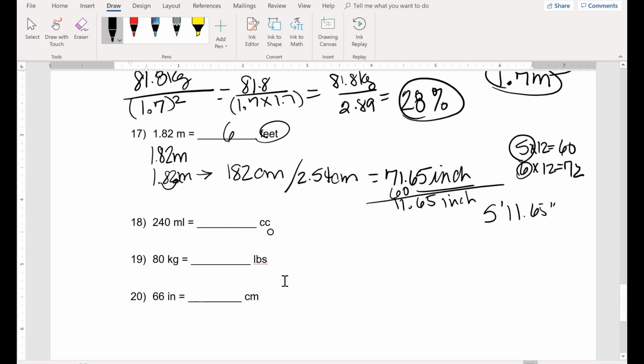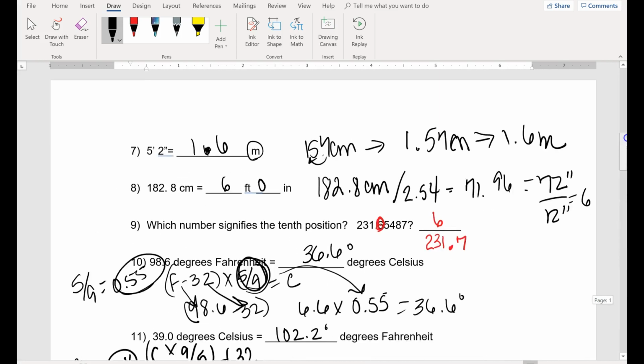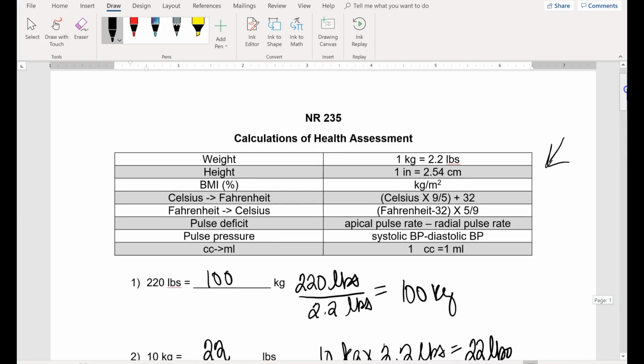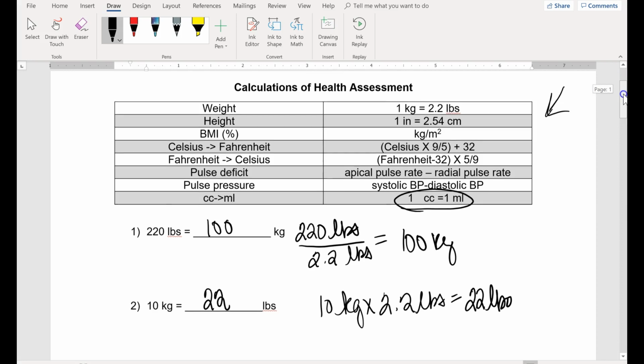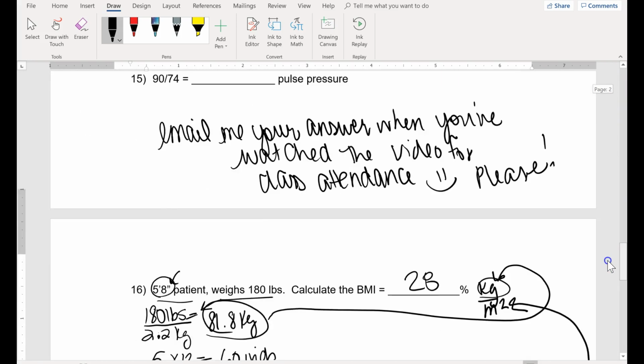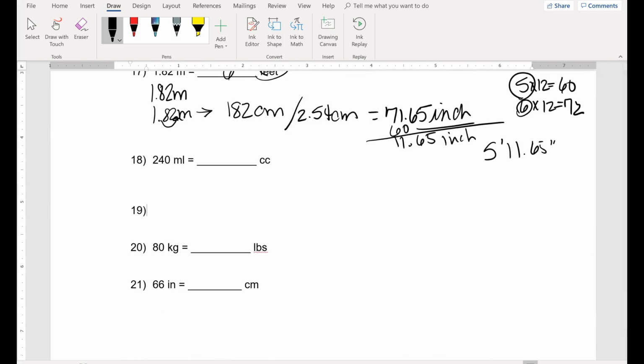Okay. All right, this is a nice easy one. I love these easy ones. Okay, so if we have 240 milliliters, okay, this is the easy question. I hope you guys never miss this, okay? 1 cc equals 1 ml, okay? So 1 cc equals 1 ml.